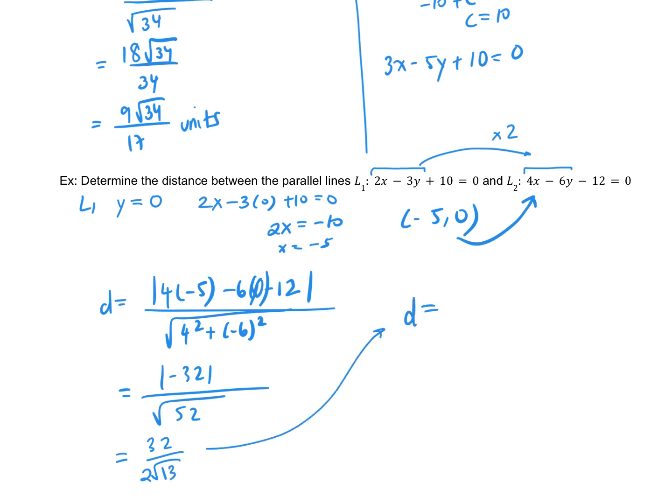Now I can rationalize. And the 32 over 26 can reduce to 16 root 13 over 13. And there's our exact distance for this point to that line in 2D. And that's going to be the distance between these two parallel lines, regardless of the point.